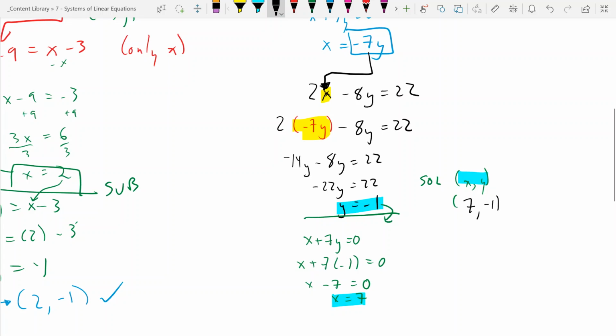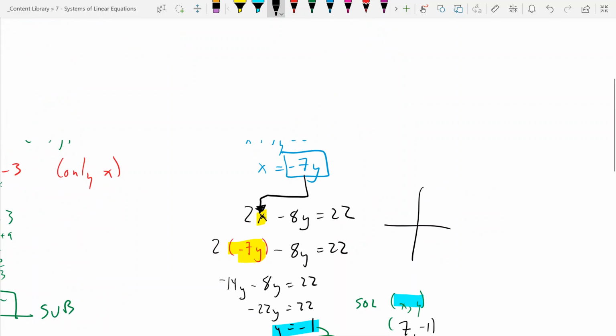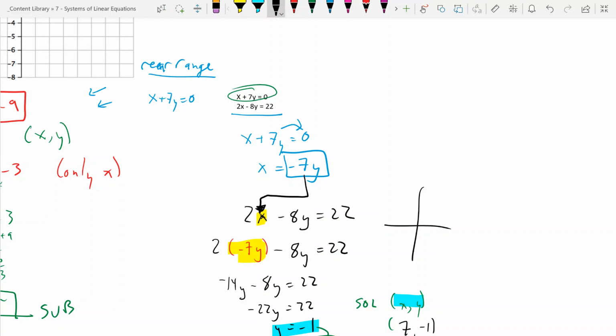And again, if we're thinking about that on our graph, the idea is that we graph these two lines, where they cross would be like there. So we have two lines crossing at that spot, and that's the answer.